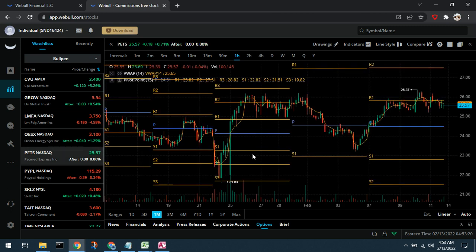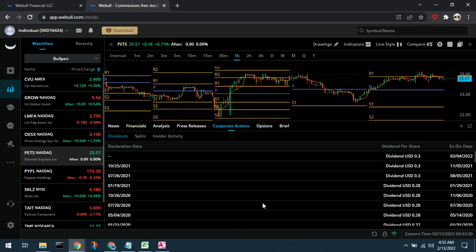Pets, we were long. We got stopped out of pets. We'd like to get back into pets. It pays a dividend. Again, this is an area where you can probably use that corporate actions tab that we showed you earlier. See where, okay, their ex-dividend date was February 4th, so it looks like it's a quarterly, so 5/4, May 4th is probably the next ex-dividend date.